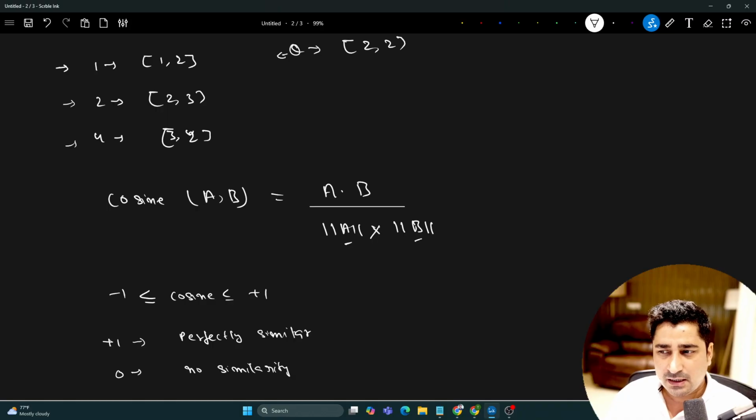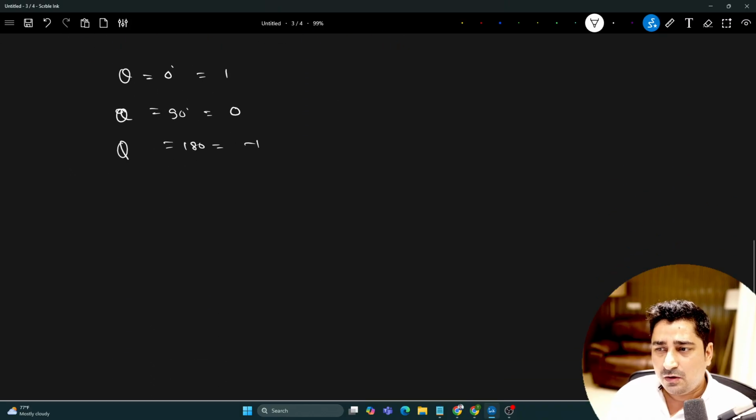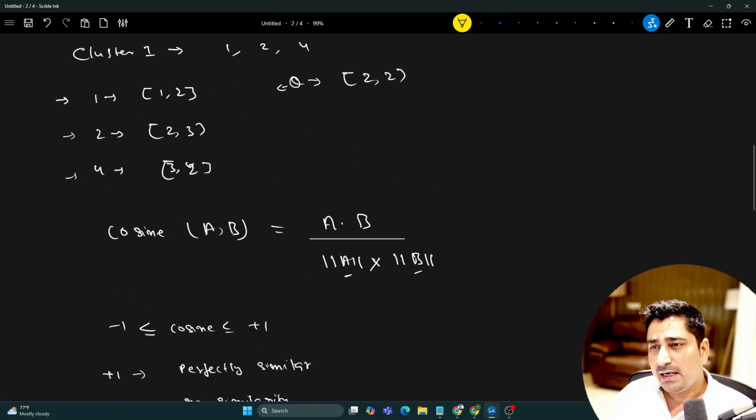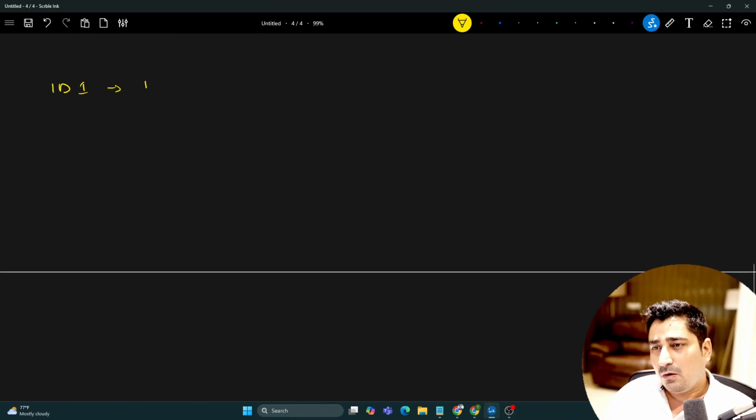So a dot product divided by the length of vector A into the length of vector B. Now let's do the math for ID1 data. What is the ID1 data, by the way? ID1 data is 1, 2, versus the query, which is 2, 2. In between these two, I can first find the cosine similarity, and check whether these two are similar or not.